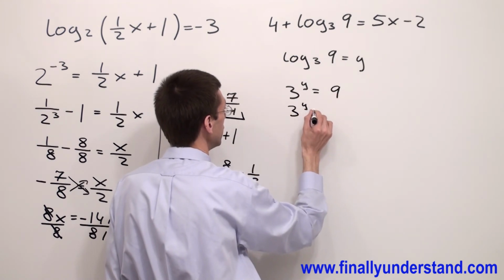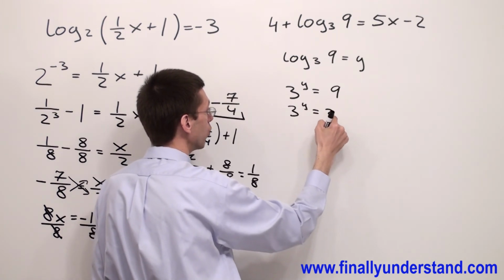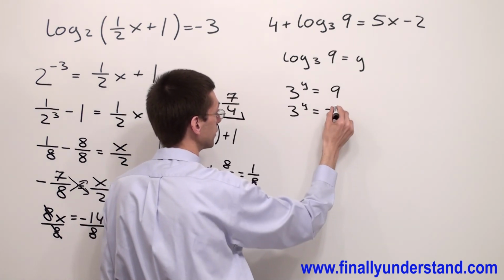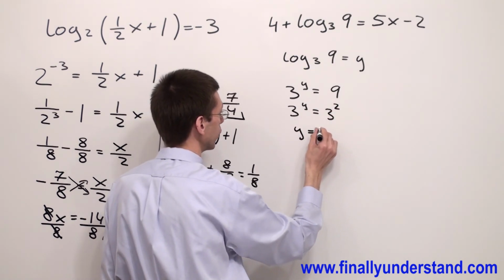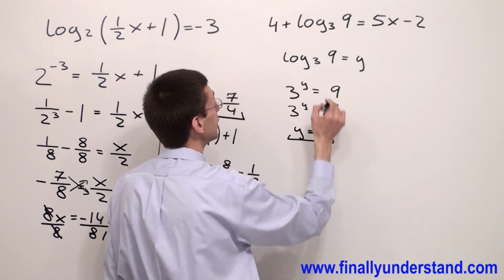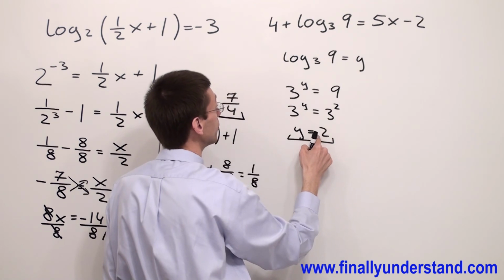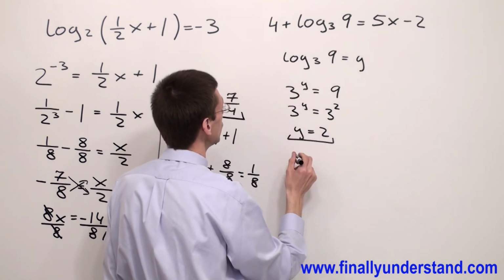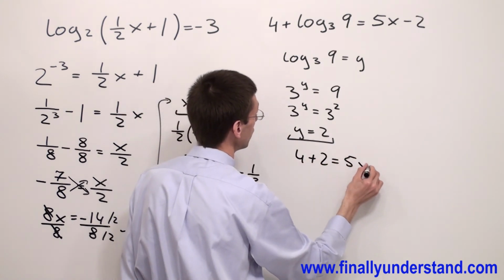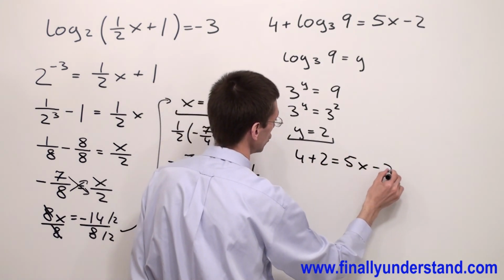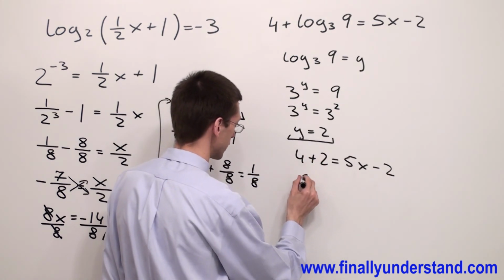3 to the y is equal to 9. Ask yourself, 3 raised to what power is going to give me 9? 3 raised to the second power gives me 9. So y is equal to 2. Instead of log base 3 of 9, I can write simply 2. And write this equation as 4 plus 2 is equal to 5x minus 2. 4 plus 2 is equal to 6.